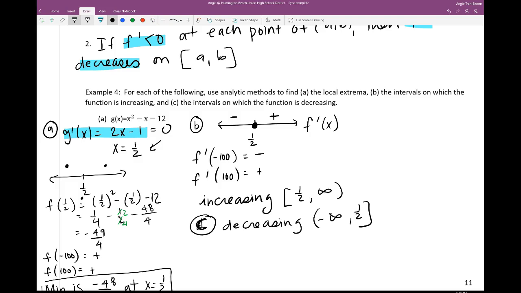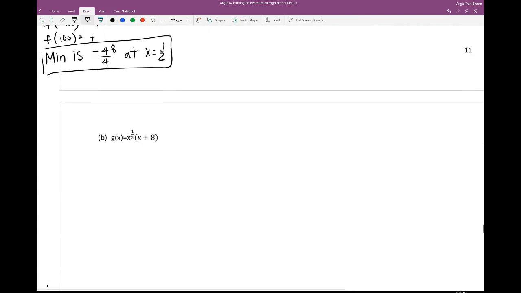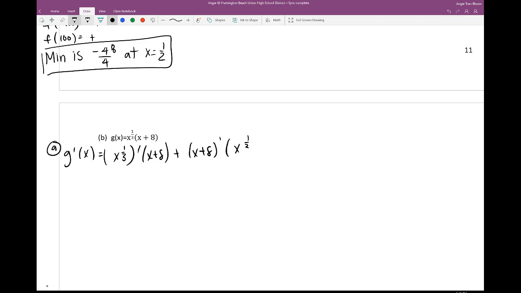Let's do B. B, same question. First, I'm going to need to find the extrema. So here we go. I need to do the derivative. I'm going to use the quotient rule. So F prime of x equals x to the third, that's your u prime, times x plus 8, plus x plus 8 prime times x to the third.